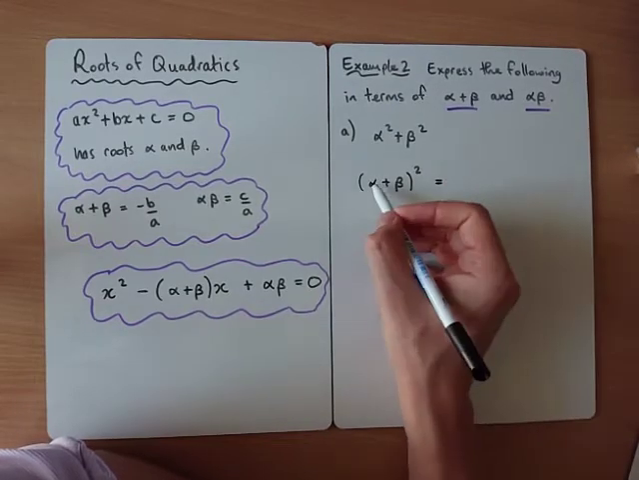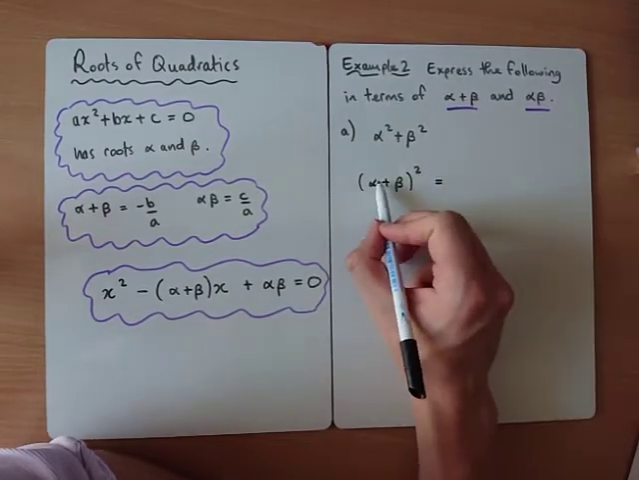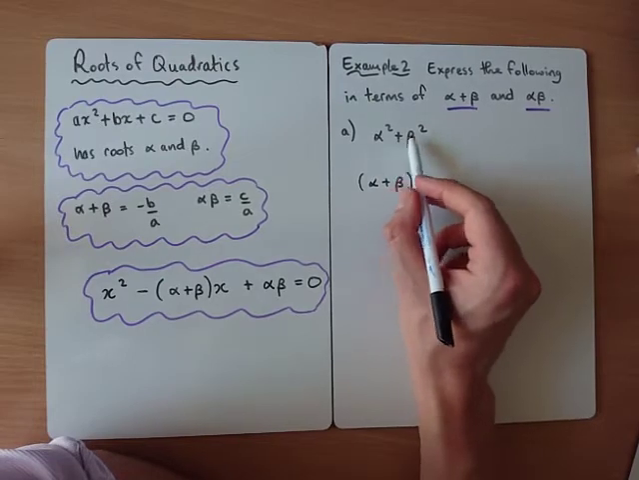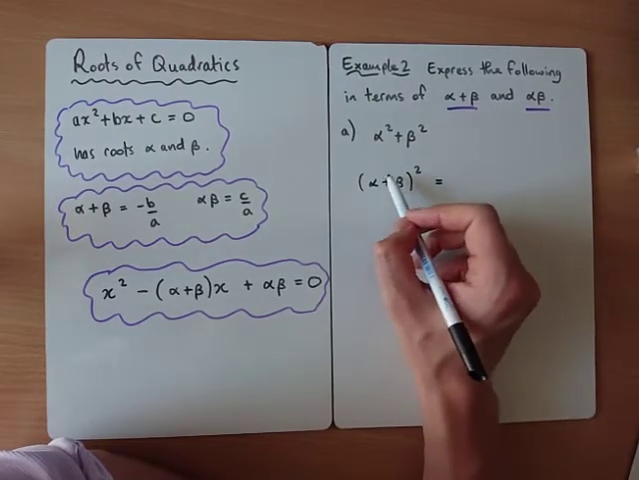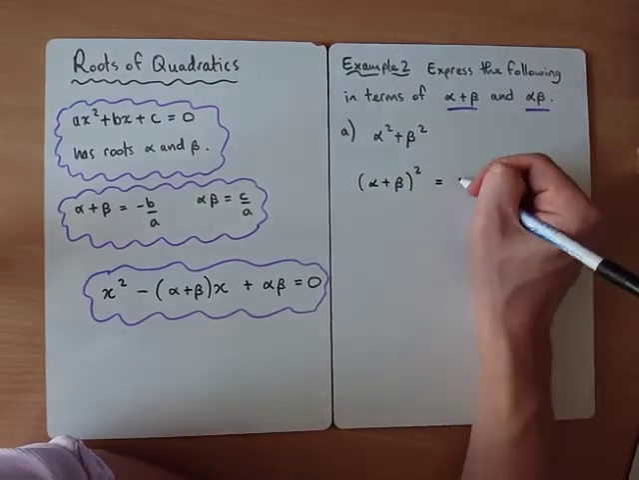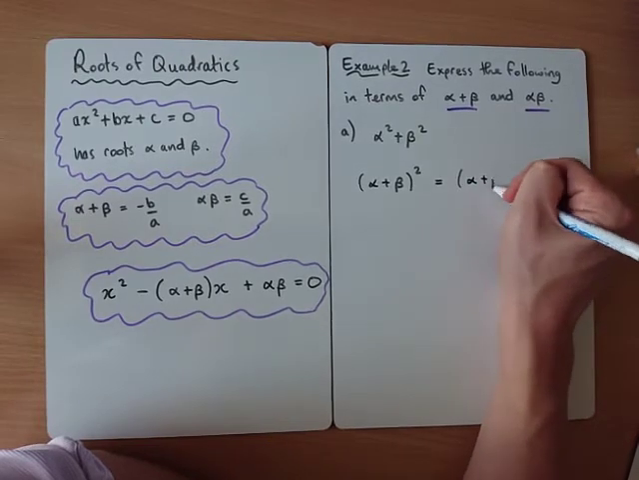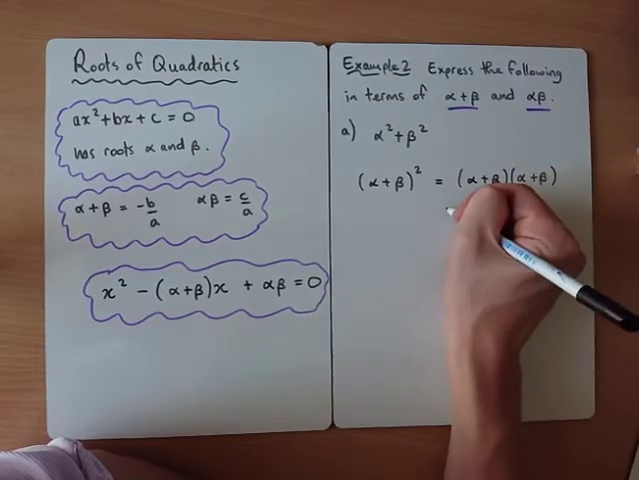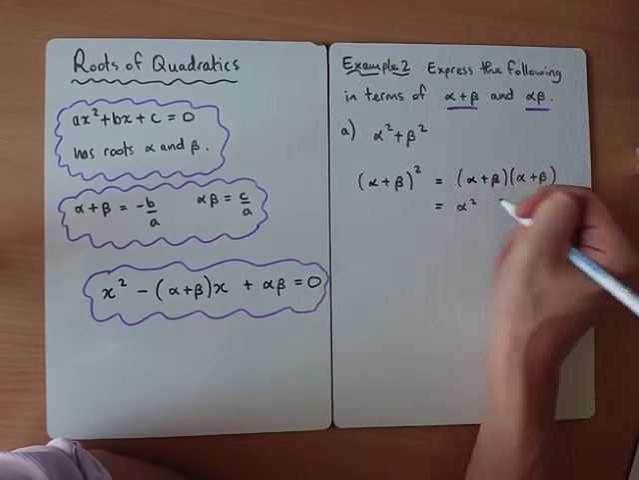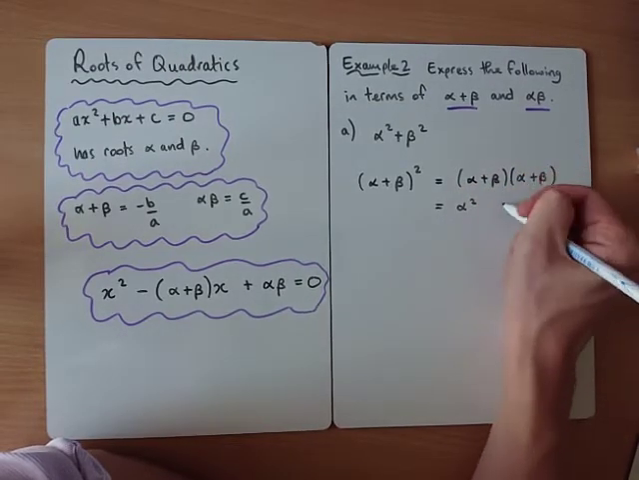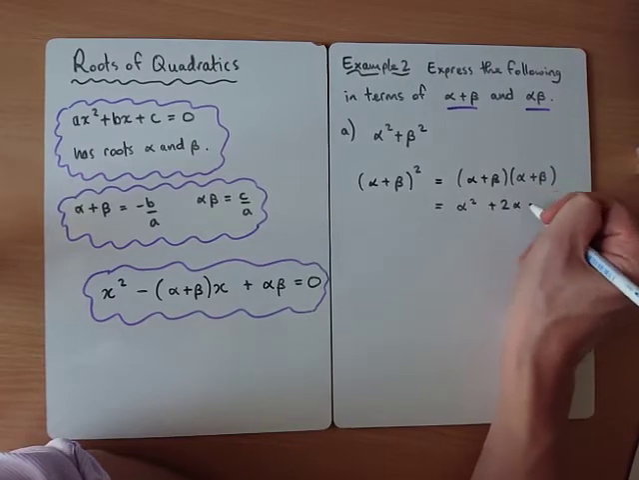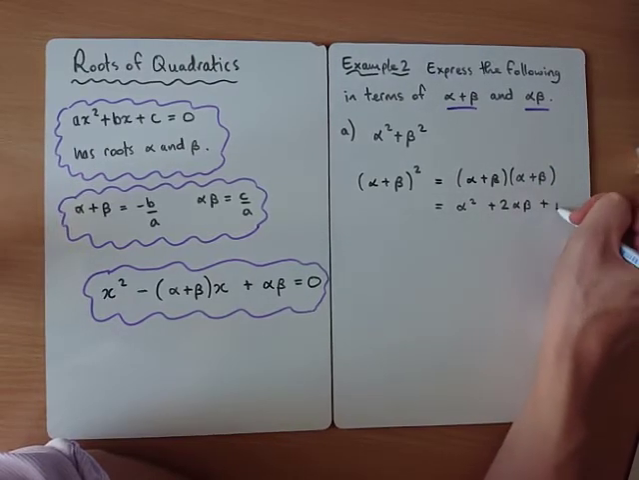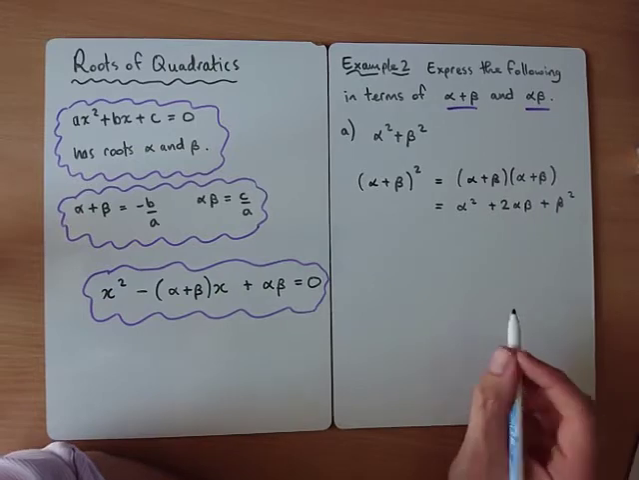Now if we expand this bracket, don't forget when you square in a bracket, that there is not the same as this. Like when you square in a bracket, you don't just square the two separate terms. Think about it as two brackets multiplied together, and that would give us alpha squared plus alpha beta, so plus 2 alpha beta, and then plus beta squared.